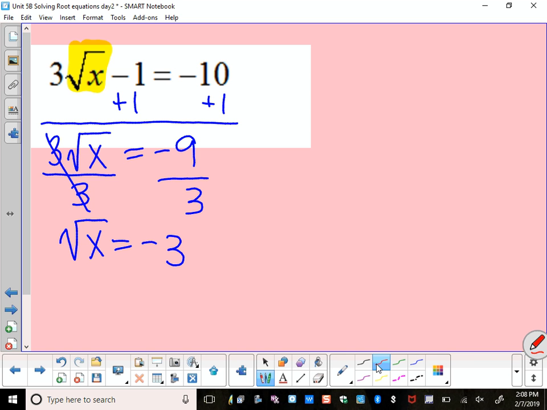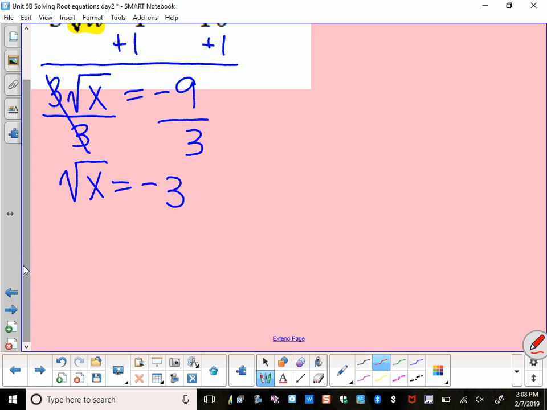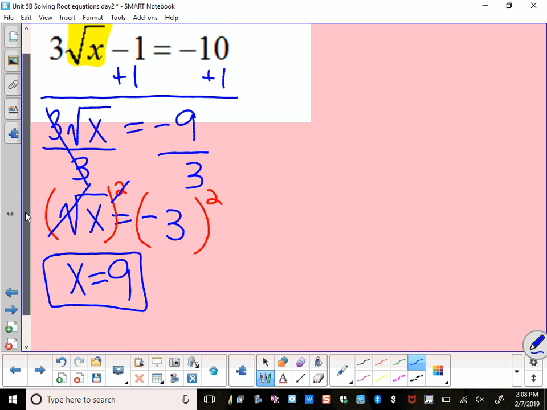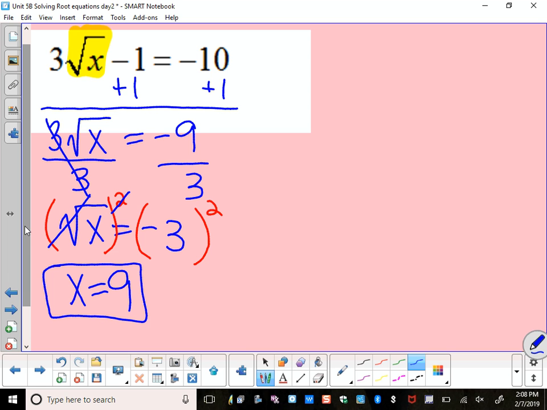Alright, so now that I have the radical by itself, I need to raise it to the power of the same root. What is the power, what's the root here? 2, so I'm going to raise it to 2. So my power and my root cancel out, and I have x equals -3 squared gives me 9. Make sure you put it in parentheses. Someone plug this in. It's a pretty easy one. See if it works.